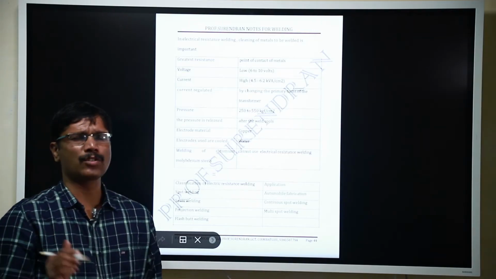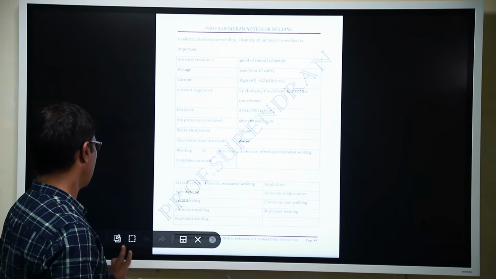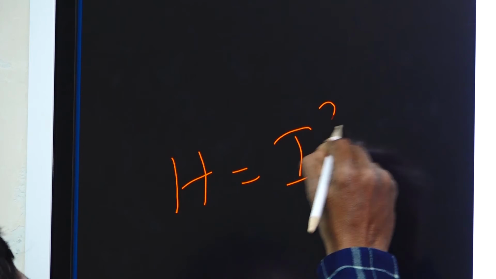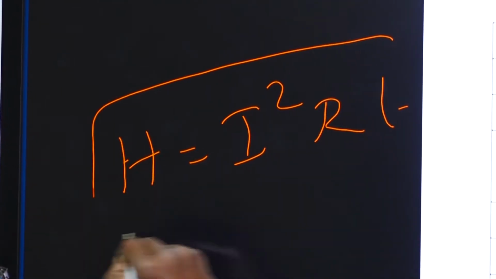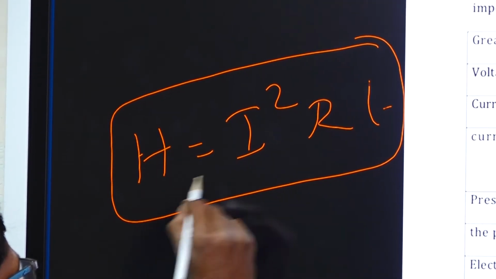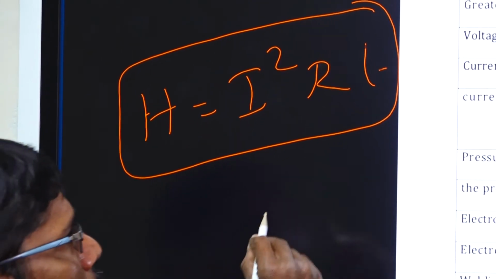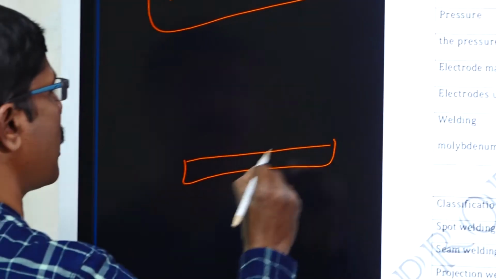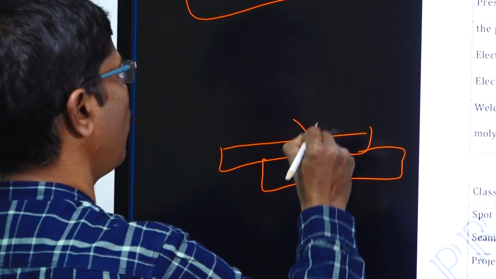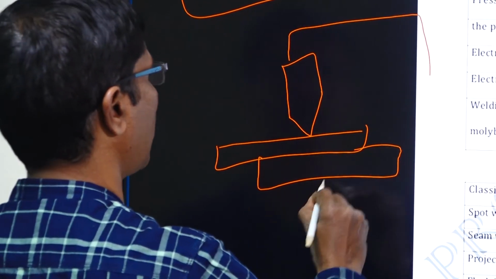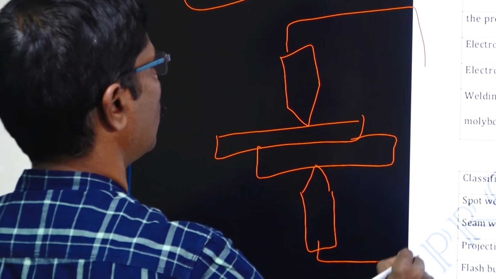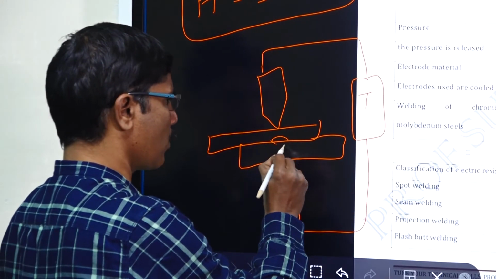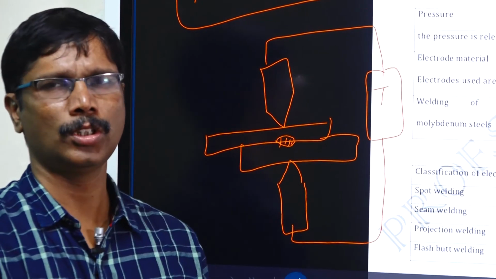Next, resistance welding. In resistance welding, the heat is generated with the help of resistance, H equals I squared R T. This is Joule's law of heating effect. By this, much heat is produced, and this heat is used to weld the metal. Two plates are welded by a pin-pointed electrode. This is the pin-point electrode connected to the transformer. So this is the transformer. Here the resistance is formed and able to join.